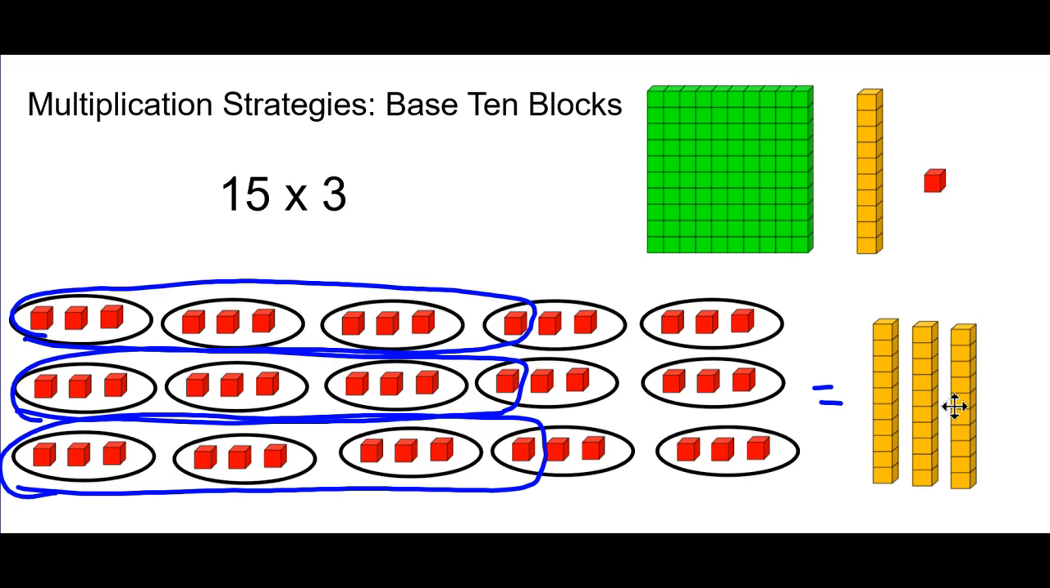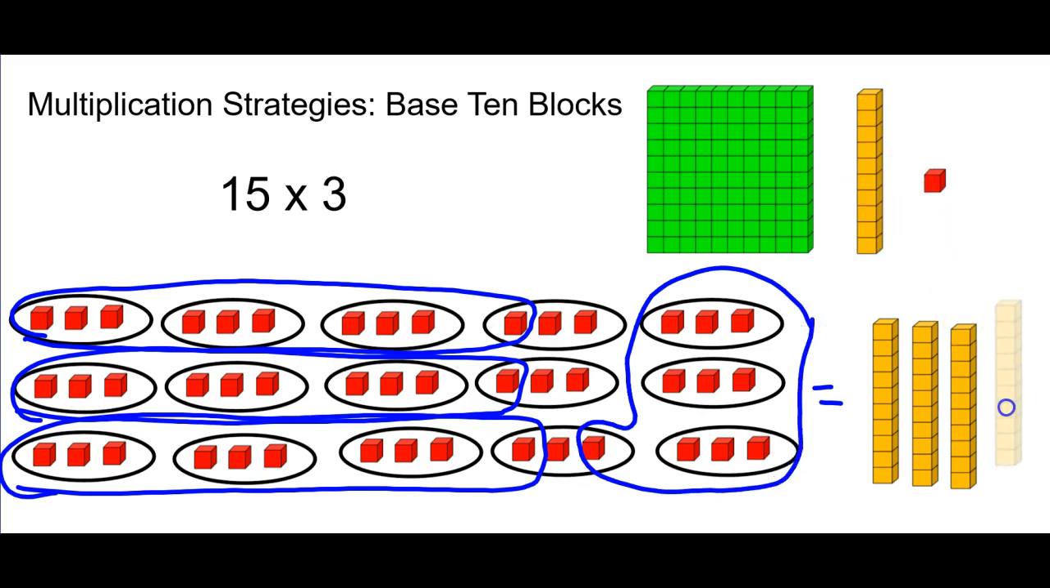And now I know I can probably get another one in here. Let's see. There's 9 right there plus this one gives me another rod. So there's 4. And then what am I left over with here? I've got 4 plus this one right here, which is 5. So I got 5 little blocks left over. I need to bring those down. So 1, 2, 3, 4, and then one more make 5. So I can see that 15 times 3 is going to be 45.